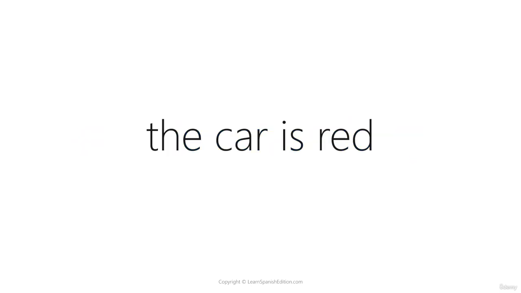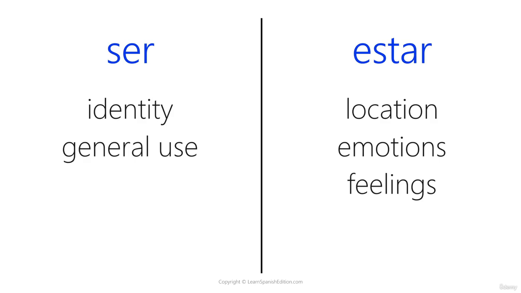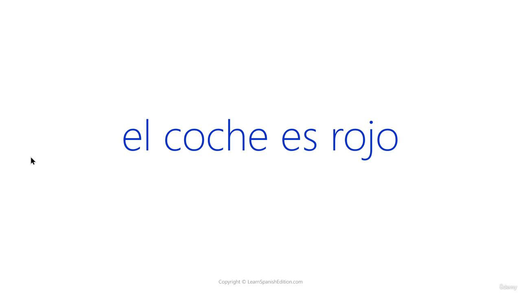What about the car is red? What do you think this would be? El coche es rojo. Being red is an inherent characteristic of this car. Essentially, it ties into the identity of the car, which is our main use that we have with ser. Even though it's not a person, this idea of identity can also extend to things and objects like cars. So the car being red is part of its identity. Therefore, we went with es.